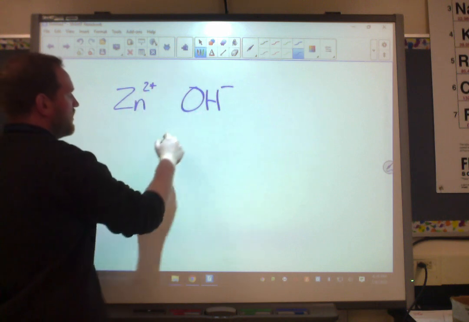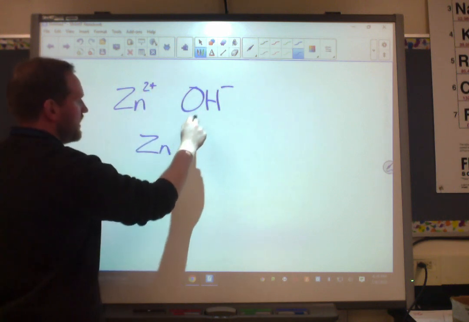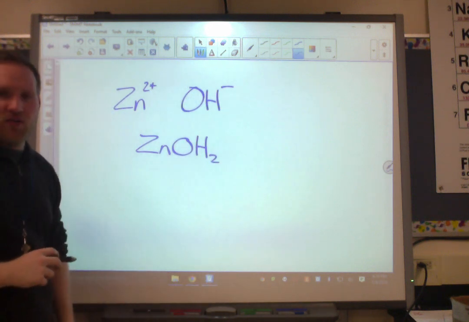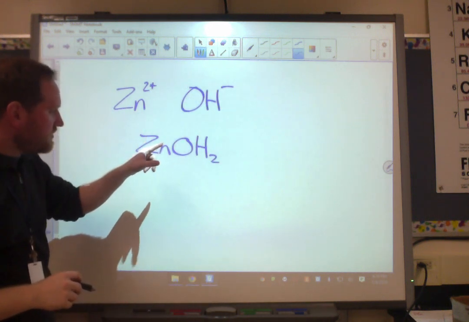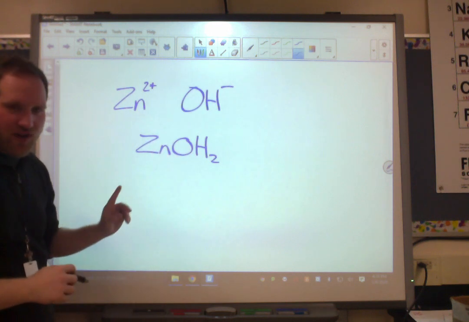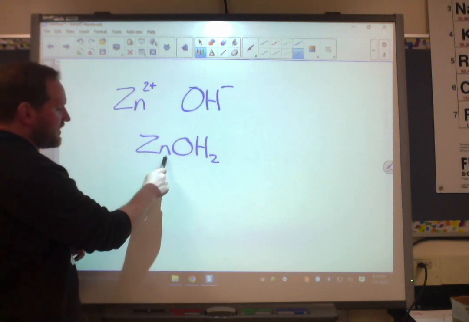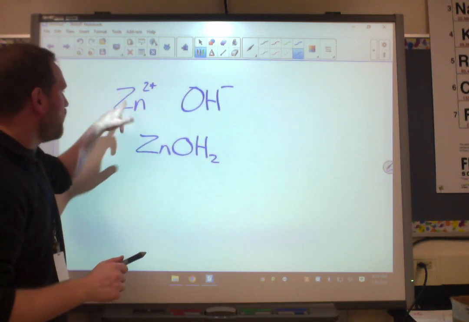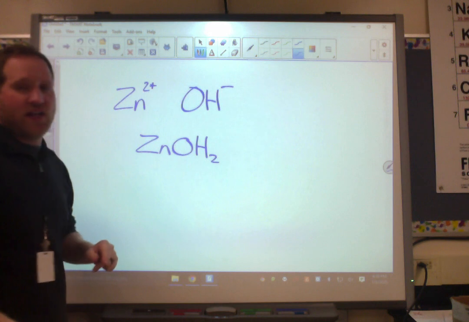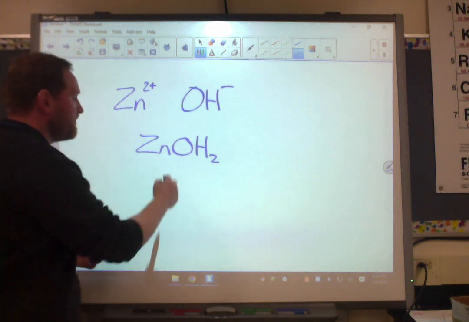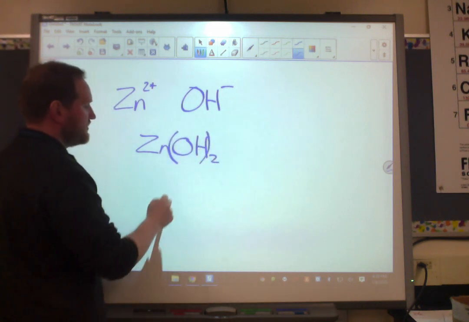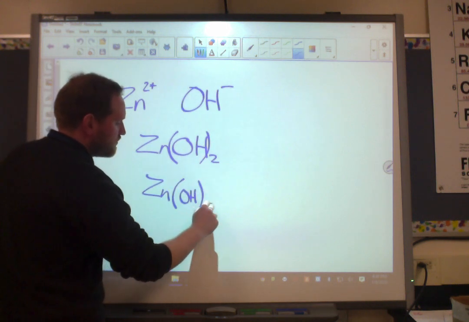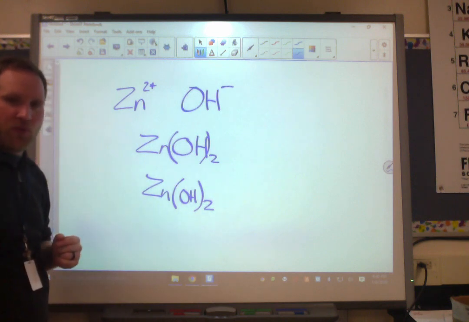Now, if you just crisscrossed it and wrote it like this, Zn1OH2, notice the problem. It doesn't correctly show that you have 2 hydroxides. The way this is written, you have 1 zinc, 1 oxygen, and 2 hydrogens. That is not correct. Really, you have 1 zinc and 2 hydroxides. So the way we show this is using parentheses. You put the hydroxide in parentheses, or if I want to clean this up a little, it's Zn parentheses OH close parentheses 2. That is a proper way to write it.